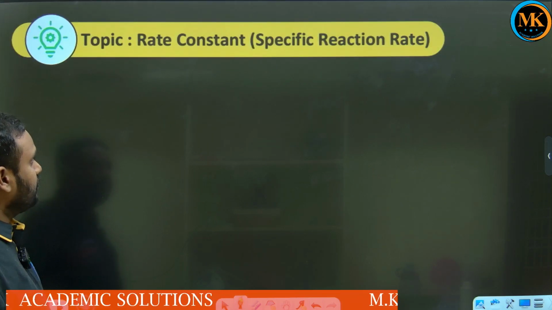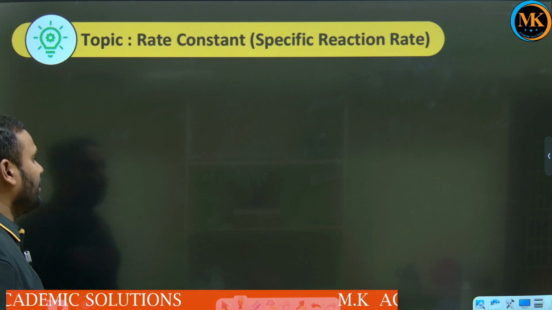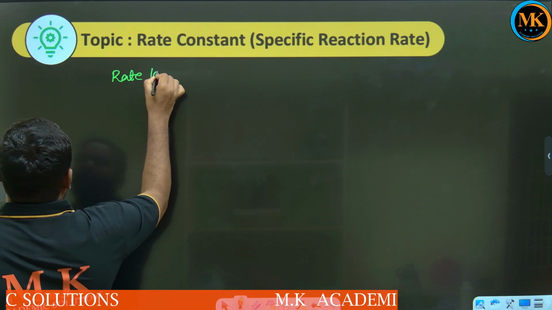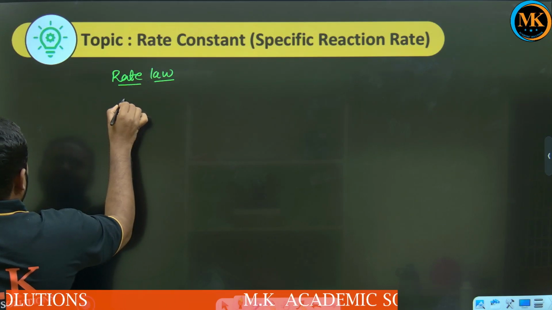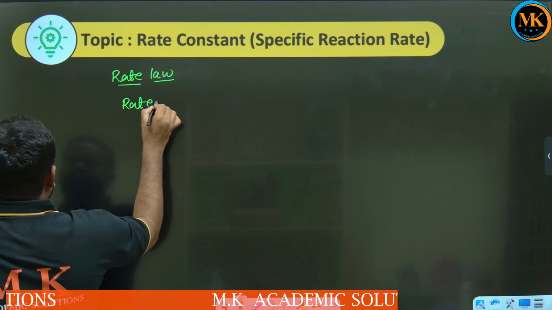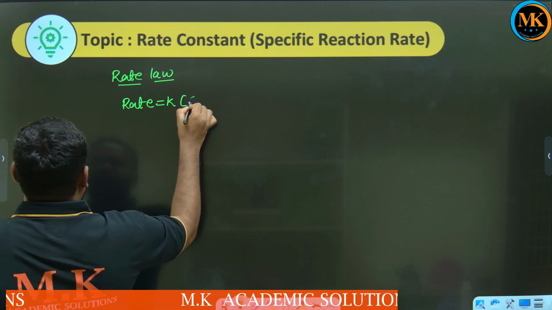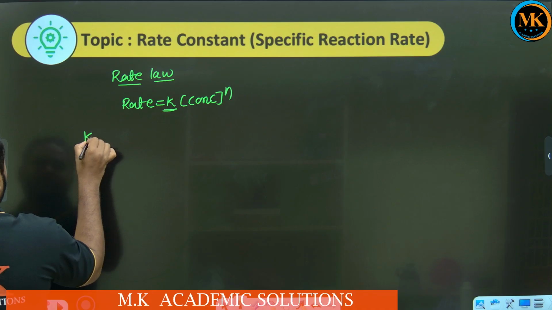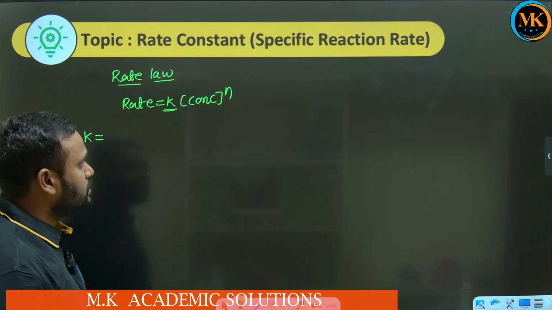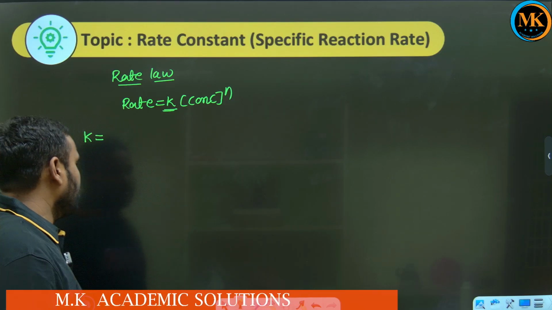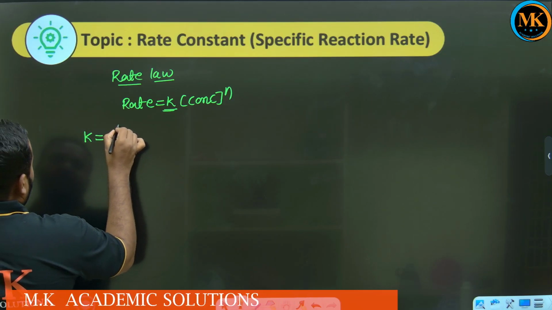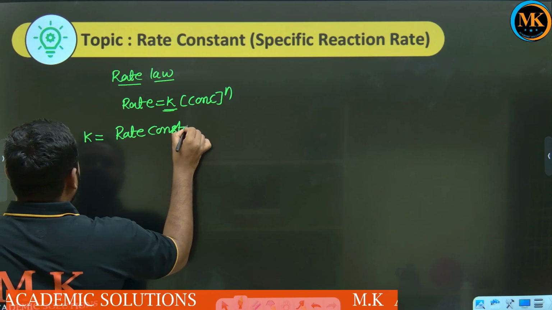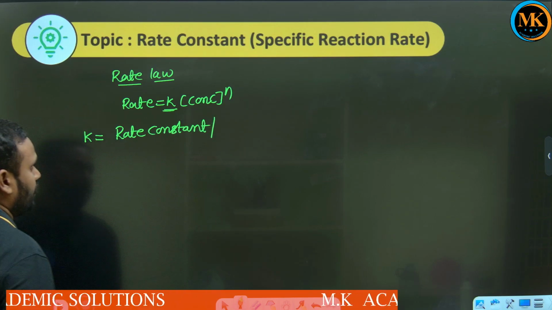Next, one more thing, that is rate constant. In the rate law we have: rate equal to K into concentration to the power n. So here K is called what, children? What is the K here? Rate constant, or specific rate of reaction. K is called rate constant or specific rate of reaction.